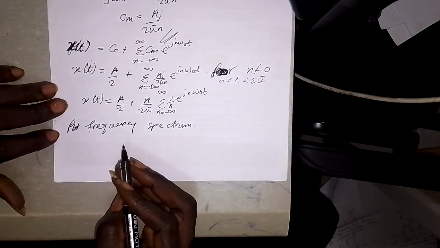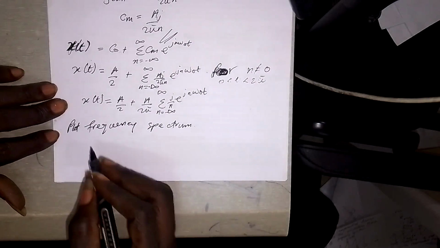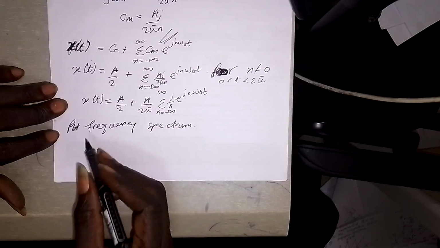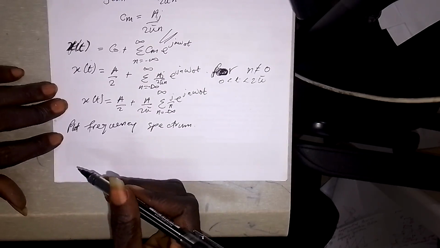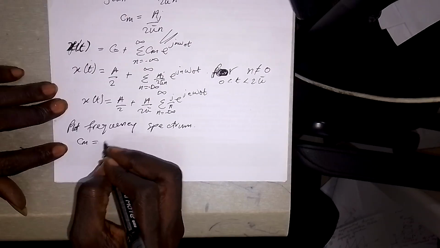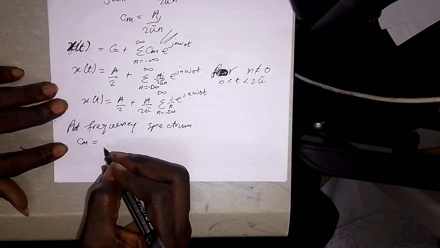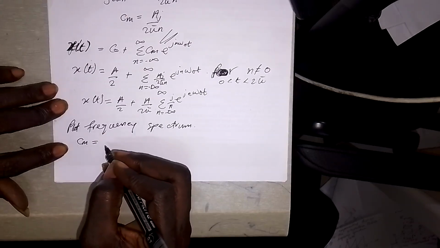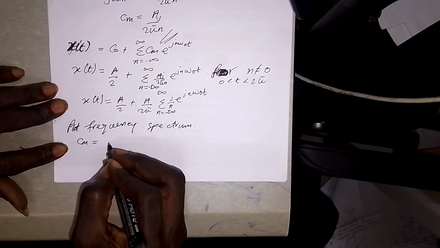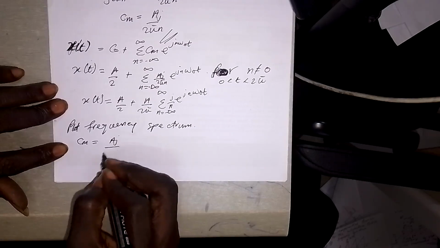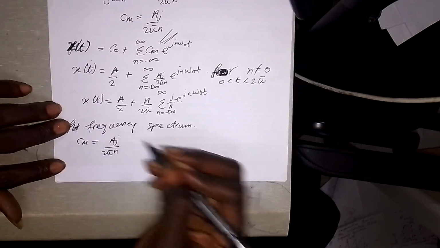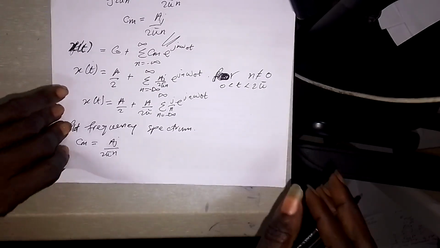Okay, so let's go back to our frequency spectrum. For our frequency spectrum, how we plot it is that we will use the Cm component. For the Cm component, our Cm is actually equal to Aj over 2 pi n. So now we're going to assume values.